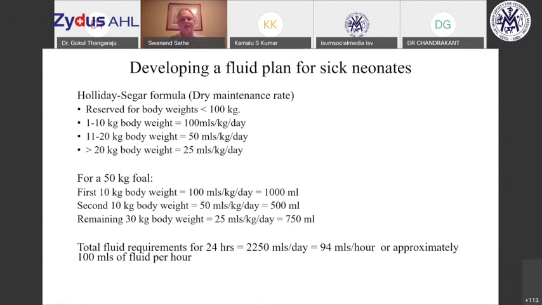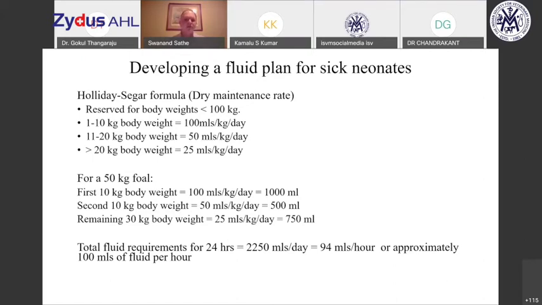So if we have to calculate this for a 50 kilogram foal, and I keep on stressing the 50 kilogram foal concept because most of our newborn foals, when they're born, are roughly around 50 kilograms in body weight. For the first 10 kilograms of body weight at the rate of 100 ml per kilogram per day, you're looking at 1 liter of solution. For the second 10 kilogram body weight, after calculating at 50 ml per kilogram per day, you're looking at half a liter or 500 ml. And for the remaining 30 kilograms, you're giving fluid at the rate of 25 ml per kilogram per day, which roughly calculates as 750 ml.